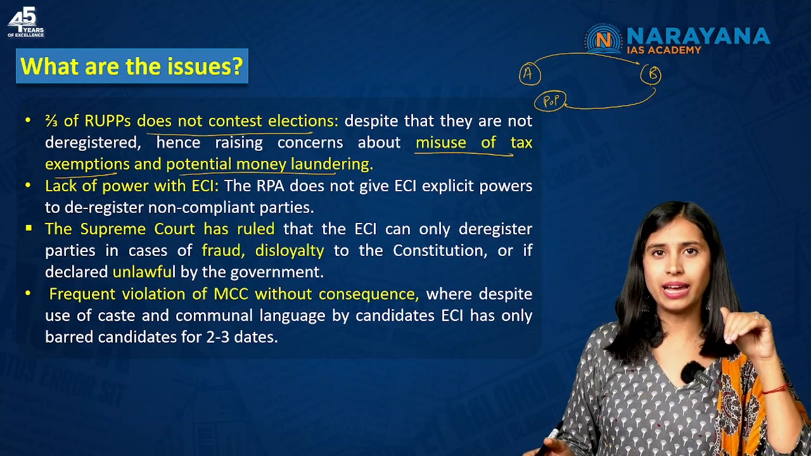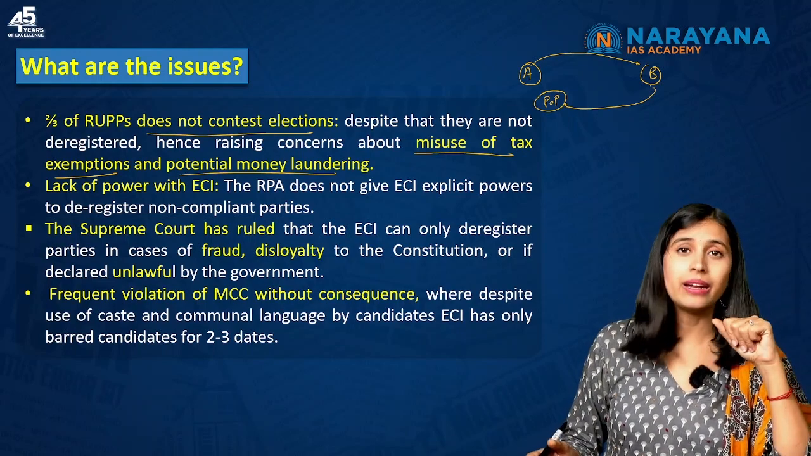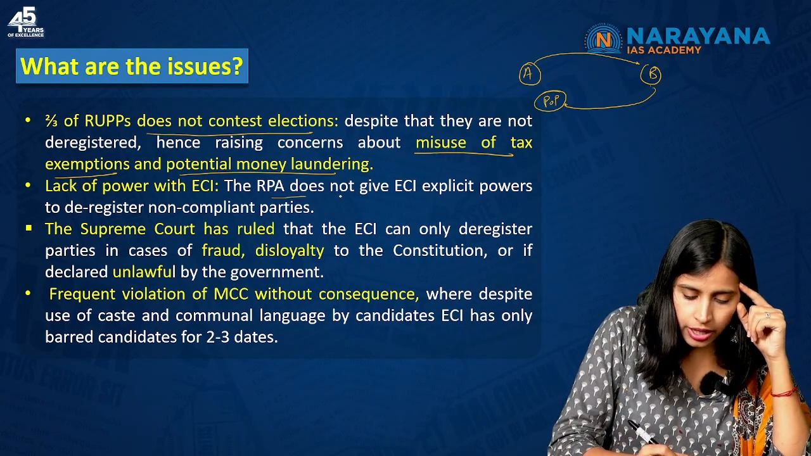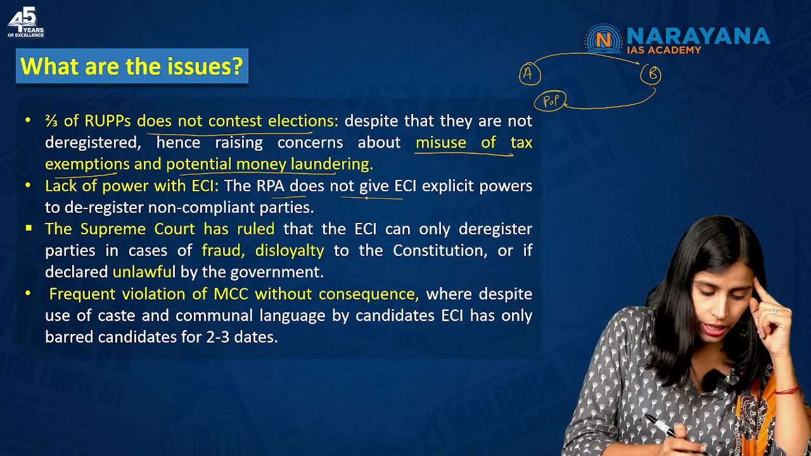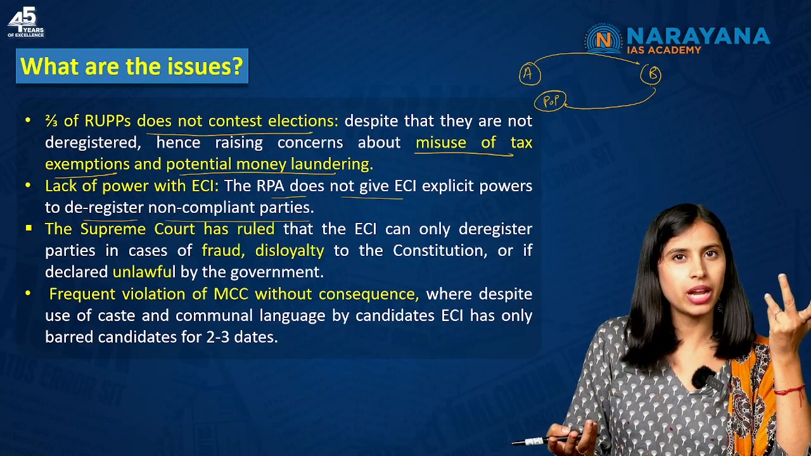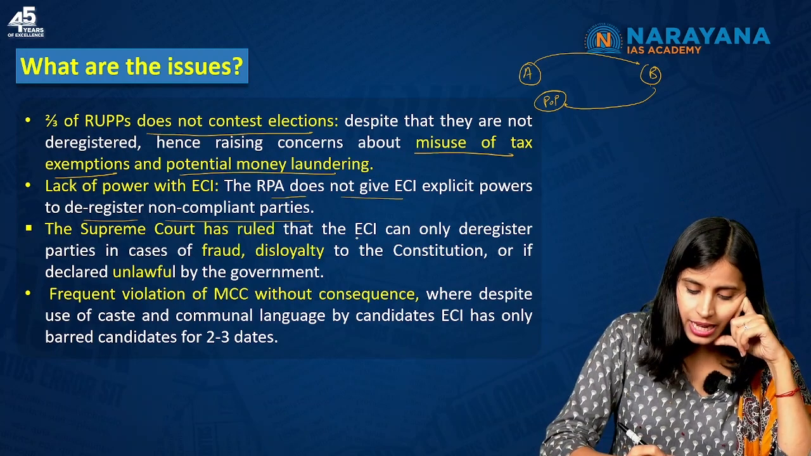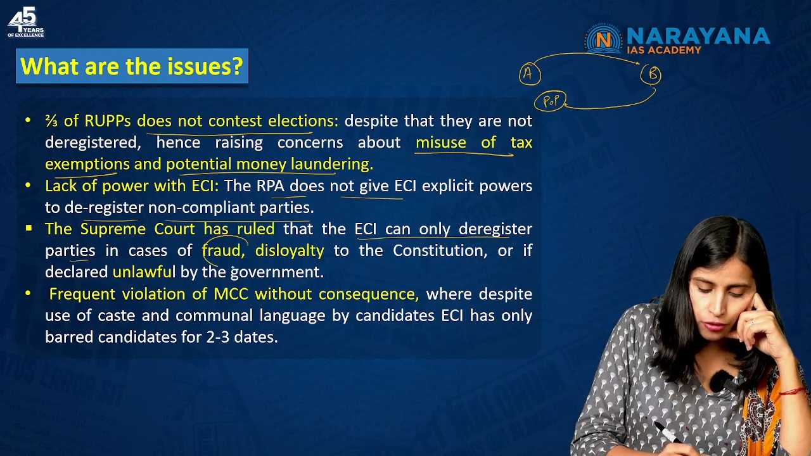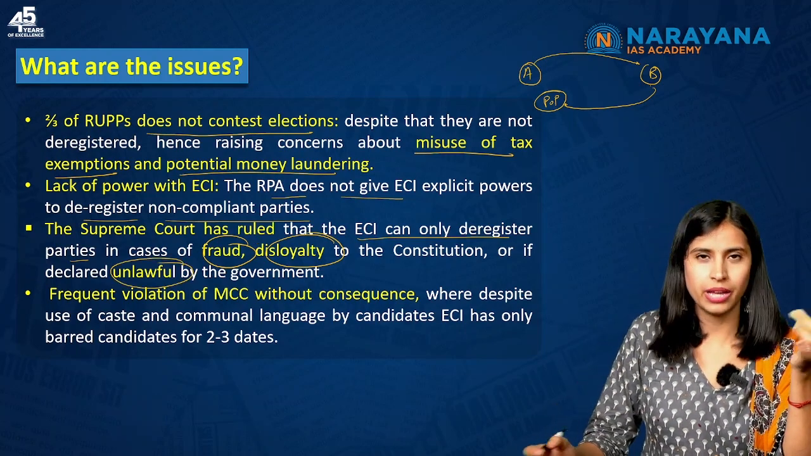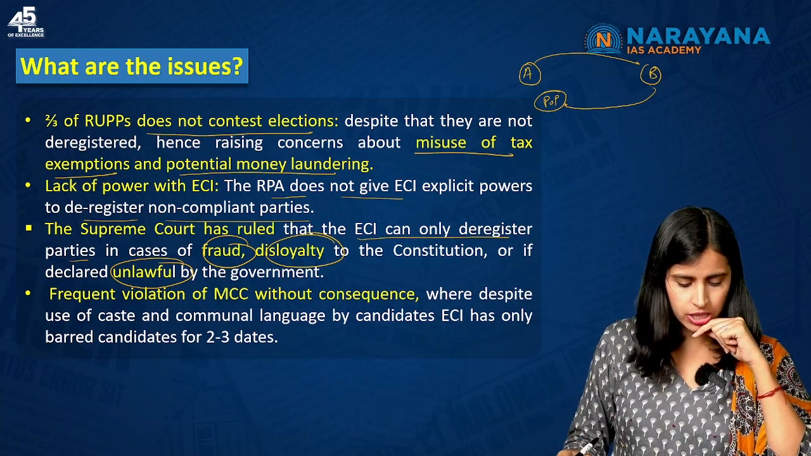And thus it has been highlighted that the Election Commission of India should have the power to de-recognize these political parties. But apparently ECI doesn't have this power fully, because RPA does not give the Election Commission of India explicit power to deregister non-compliant parties. So a non-compliant party cannot be easily deregistered by the Election Commission of India. In addition to that, there is a Supreme Court judgment which states that ECI can only deregister parties in case of fraud, or if they are disloyal to the constitution or engaged in something unlawful. Then only can they be deregistered.